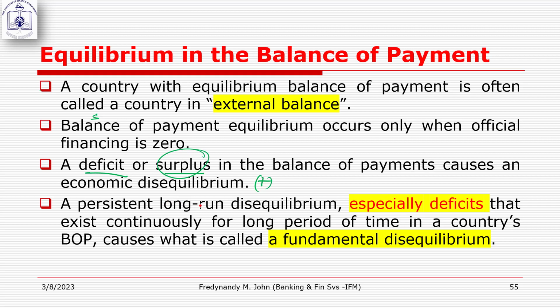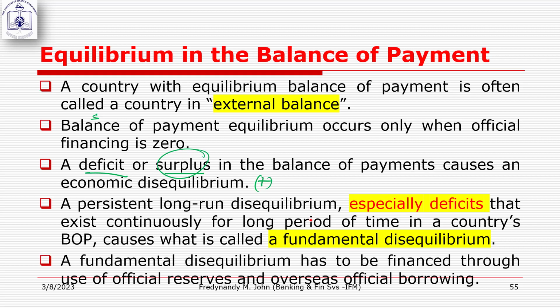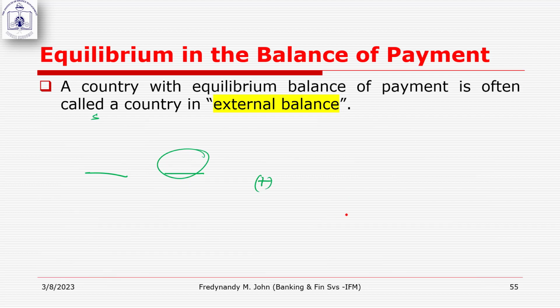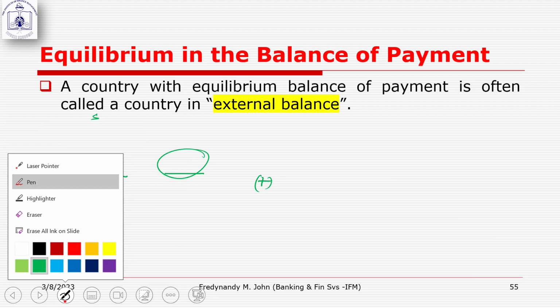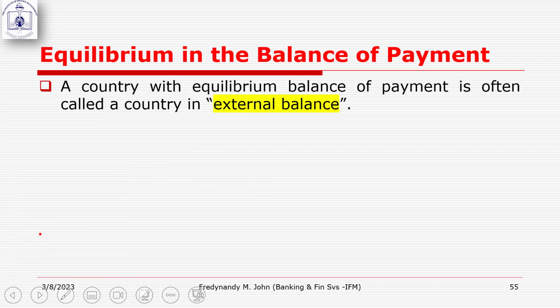because a persistent long-run disequilibrium that is caused by deficit causes what is called a fundamental disequilibrium. So surplus is not a big issue. A fundamental disequilibrium has to be financed through the use of official reserve and overseas official borrowing. Now, what will be the ramifications of this? What will be the main problem of this?